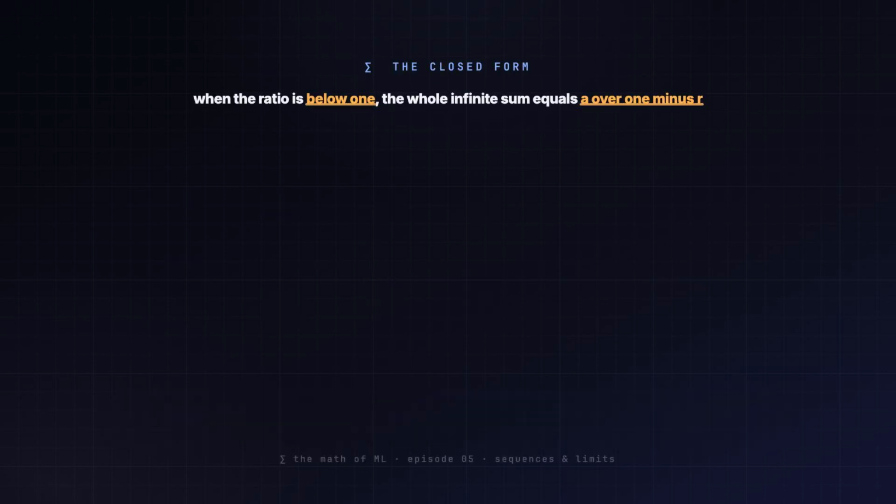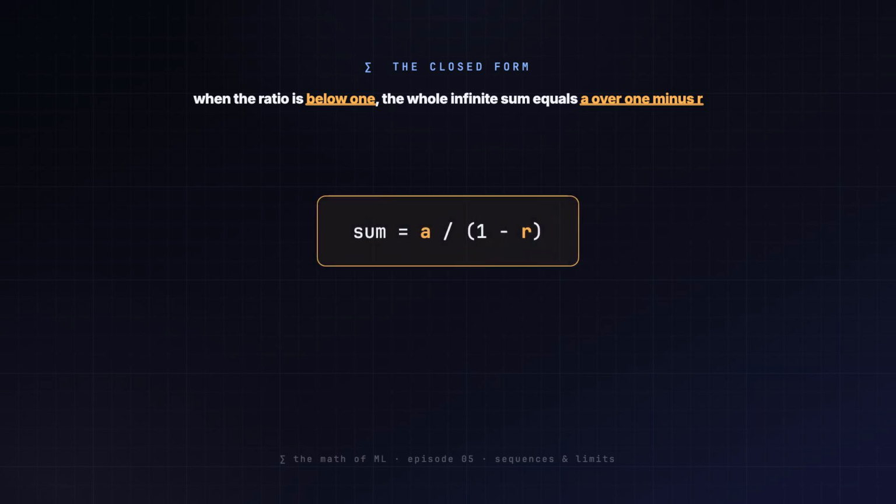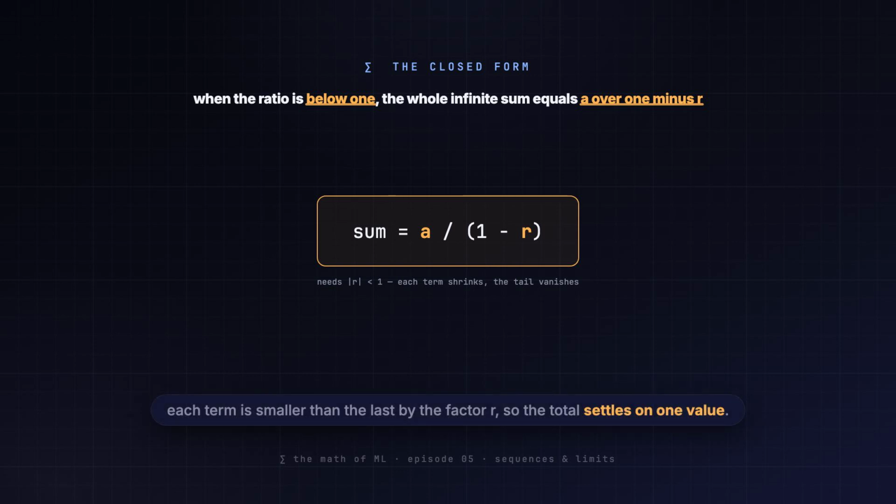When the ratio between terms is r and the absolute value of r is below 1, the infinite geometric series sums to a divided by 1 minus r. Each term is smaller than the last by the factor r, so the tail vanishes and the total converges. That approaching a value is what a limit means.